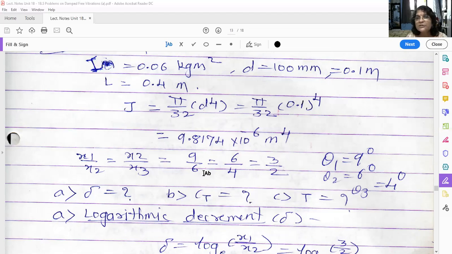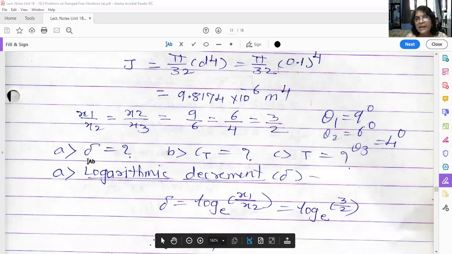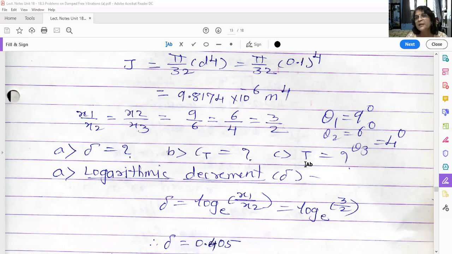So that means 9 upon 6 is equal to 6 upon 4 is equal to 3 upon 2. You can take anything. Okay. So what else we have to find out? Delta, that is logarithmic decrement. Ct, that is damping coefficient. Then T, that is time period.